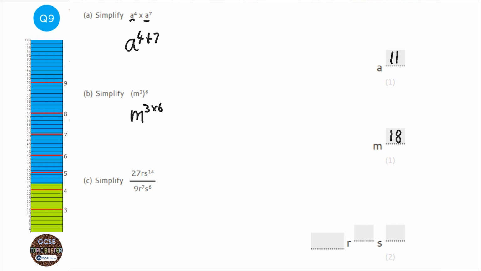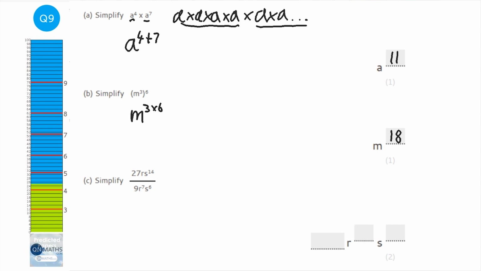Now the reason both those rules work is a to the power of 4 is just a times a times a times a. And then we're timesing it by a to the power of 7. So a to the power of 7 is a times a and so on. So we've got 4 of them here and we've got 7 of them here.